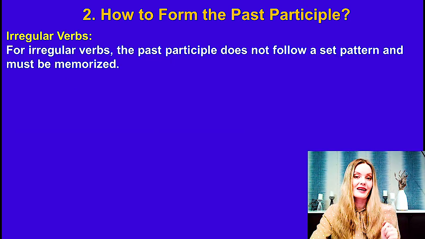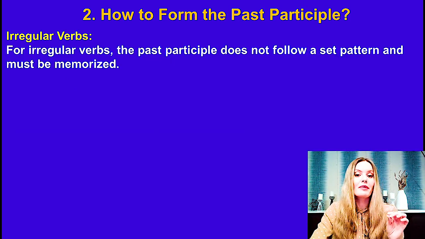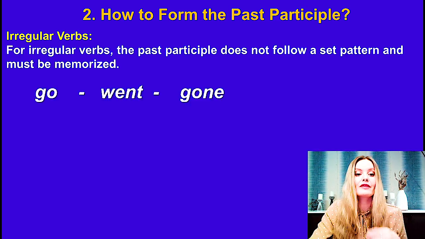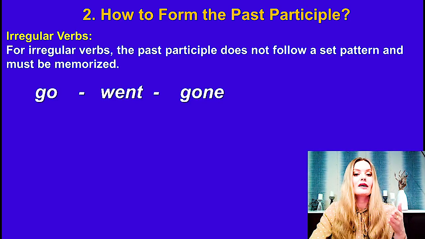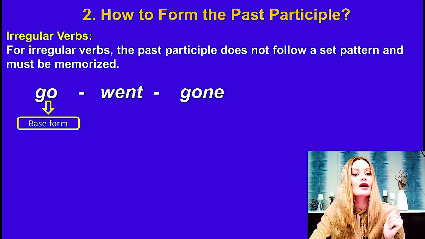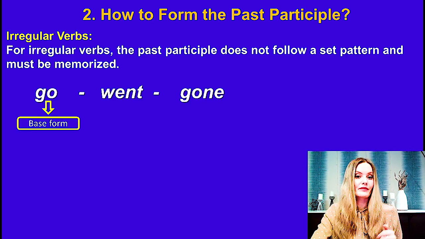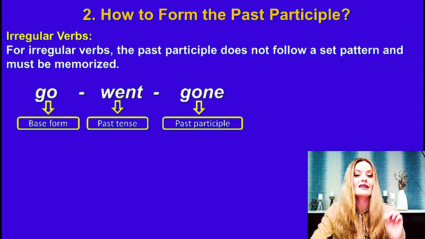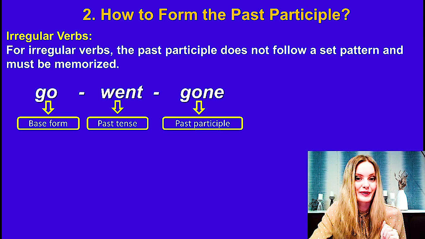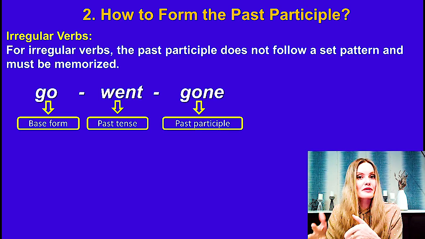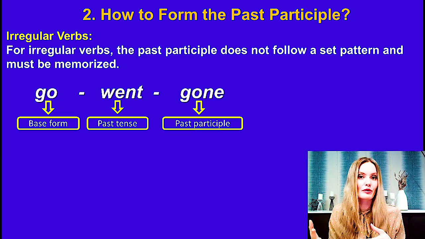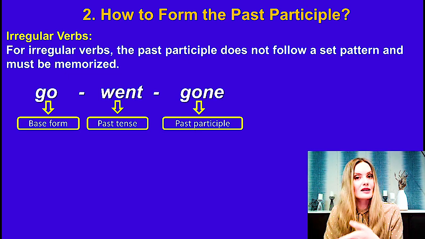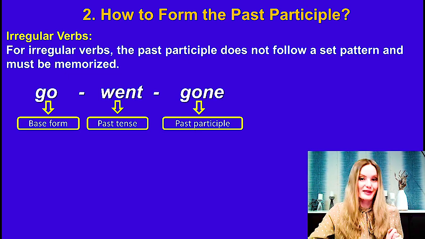Irregular verbs. For irregular verbs, the past participle does not follow a set pattern and must be memorized. For example, go, went, gone. Go is a base form, went is a past tense, and gone is the past participle. So this is a separate form that must be memorized. Go, went, gone. Gone is the past participle.